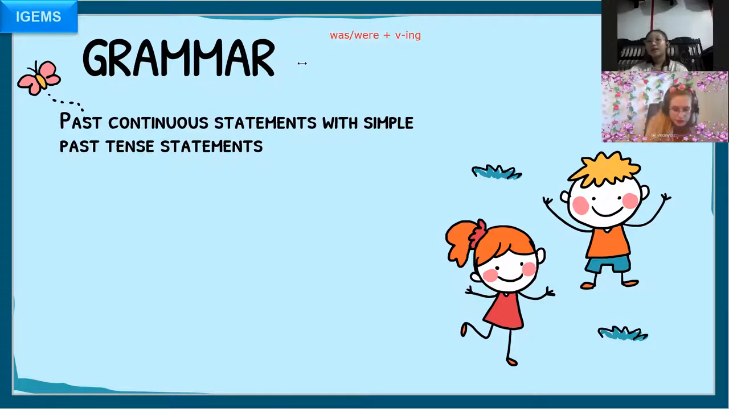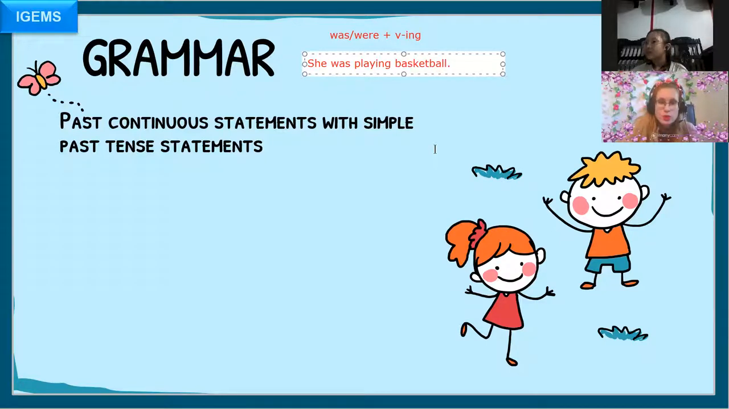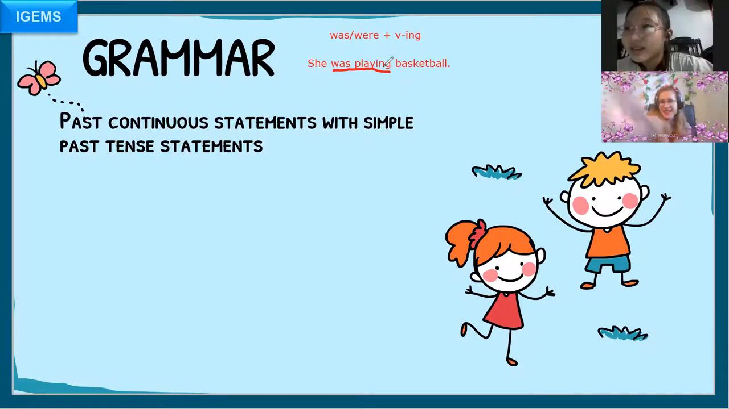Right, so she was playing basketball. Okay, so we just need to make sure we use was playing with the verb. Got it? Okay. Yes. Yeah, good job. That's my girl. Easy peasy, right? Okay. So let's have a look.